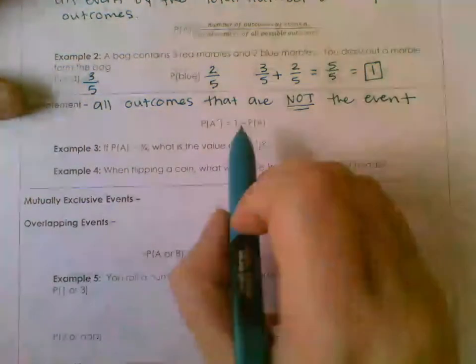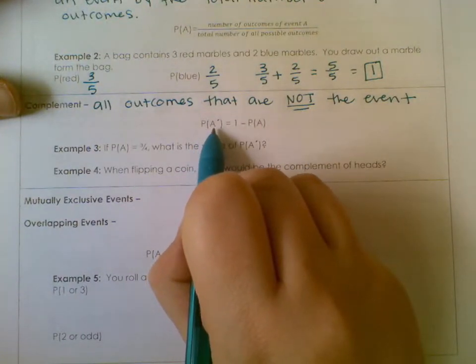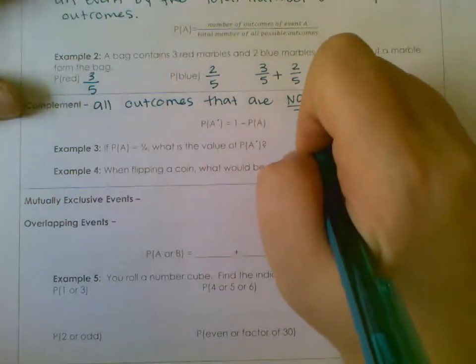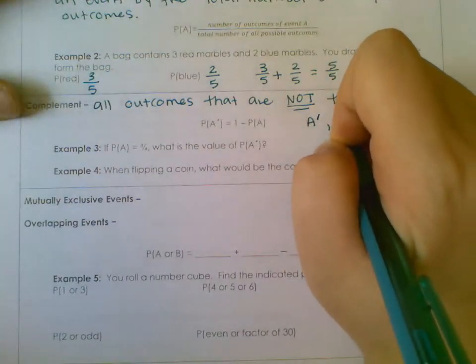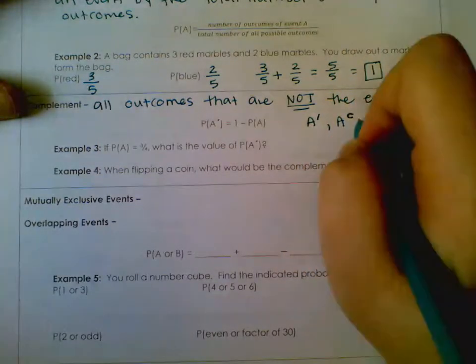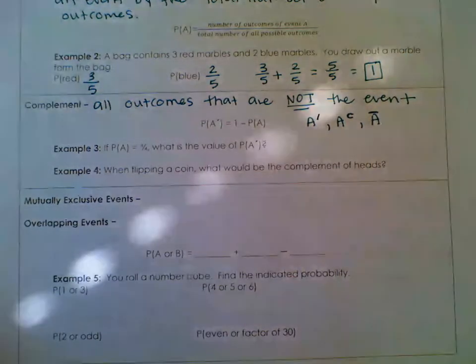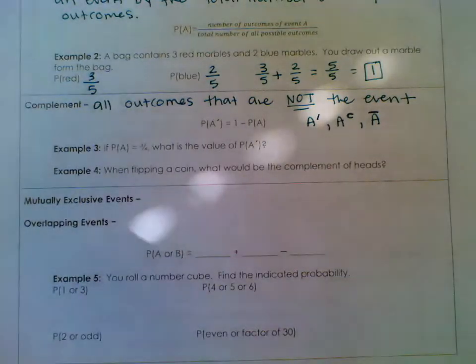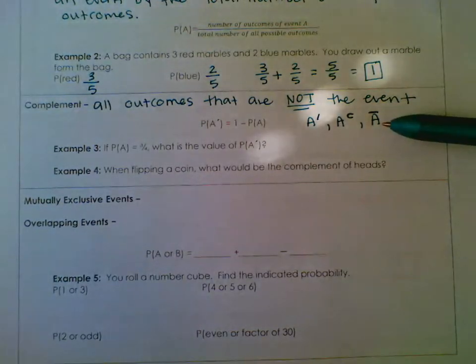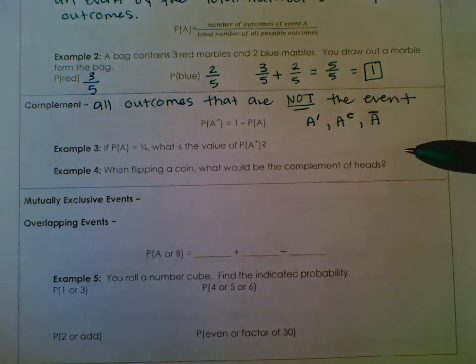Okay, so here you can see it's got a little tick mark on it. This means I want to find the probability that A does not happen. You could see that again as an A with a little tick mark, as an A with a little C for complement, or as an A with a line over it. Pretty much any little extra something you see on that event means that you're actually not finding the probability of A, you're finding the probability that A will not happen.